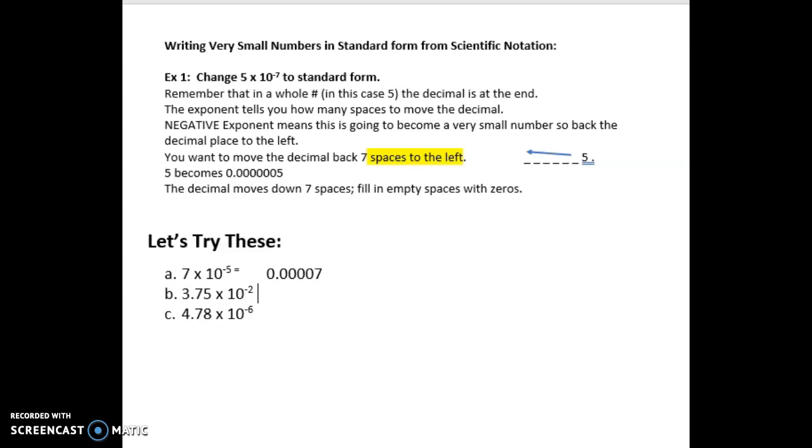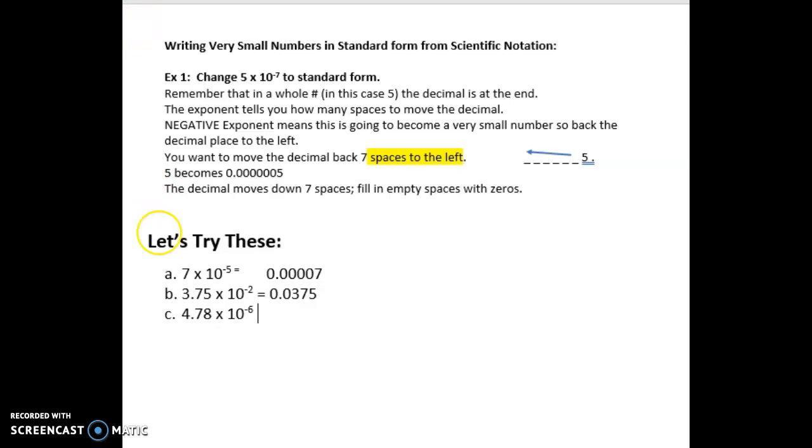Now I have 3.75 times 10 to the negative 2. Well, I am still going to need those digits 375, but I'm moving my decimal place 2 places to the left, a very small number. So the decimal starts between 3 and 7, and I move it to the left 1, 2 times. Now I have 0.0375, another small number.